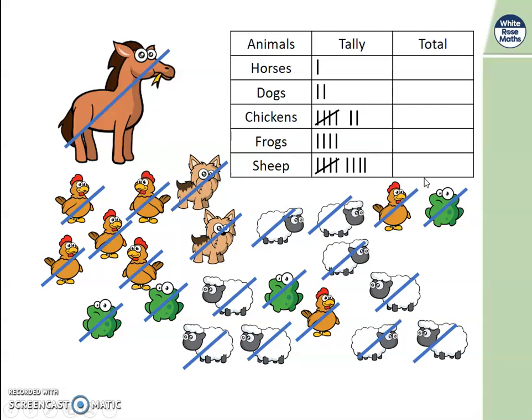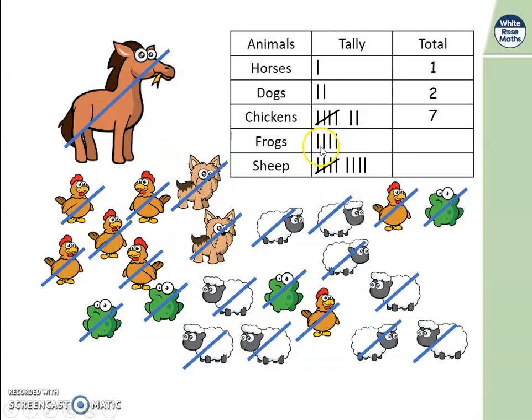Well done everybody, let's see if you got that correct. So we've got 1 tally makes 1 horse. So let's check the dogs. 1, 2. The chickens. So we know, what does this represent? This represents, when it's got a line going through it, 5. So instead of going 1, 2, 3, 4, 5, you can just say 5, 6, 7.